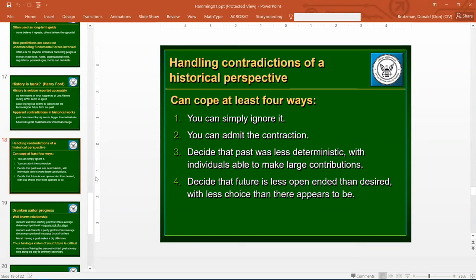And this is pretty funny because here's classic Hamming trying to turn this into a, well, let's make it measurable. Let's make it a decision tree. It is a very funny way of expressing it in the video. You can ignore it.